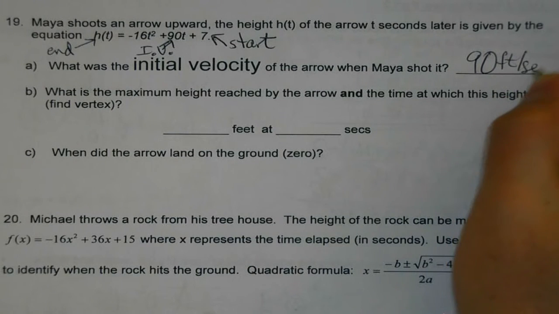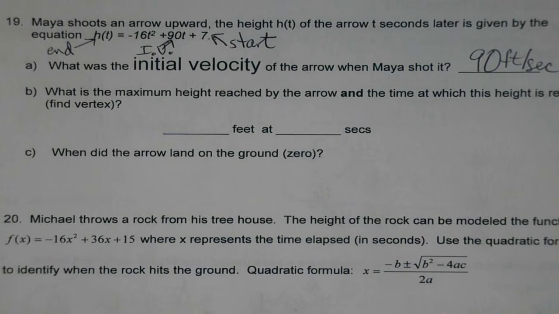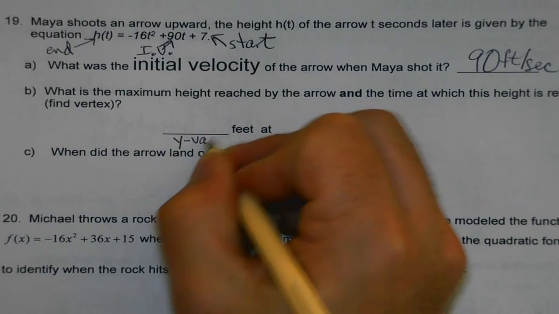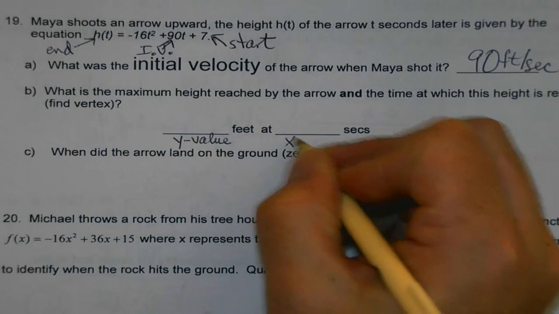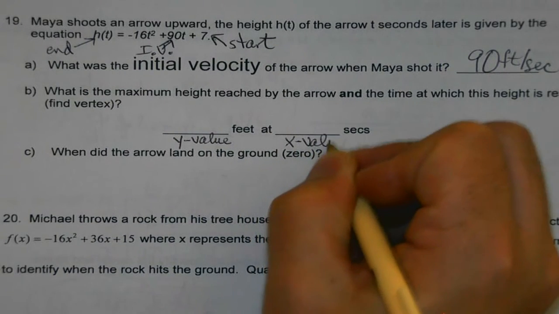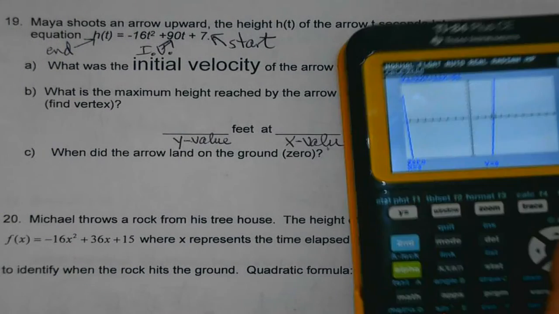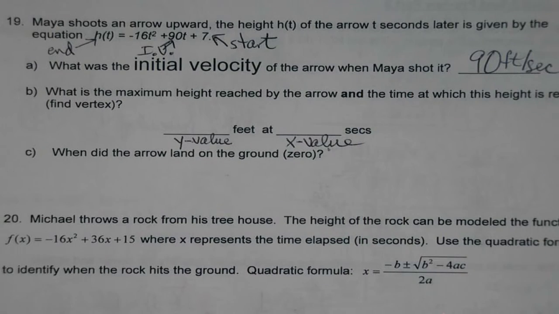Now, if we remember the feet per second, great. But if I see the 90, I'm a happy camper. What was the maximum height reached by the arrow in the time at which it is reached? Find the vertex. Okay, the actual height is the y value. The time is the x value. Am I going to tell you this on the test? No. Because we can find it. Once we know that we're looking for the vertex, you don't even need that calculator.